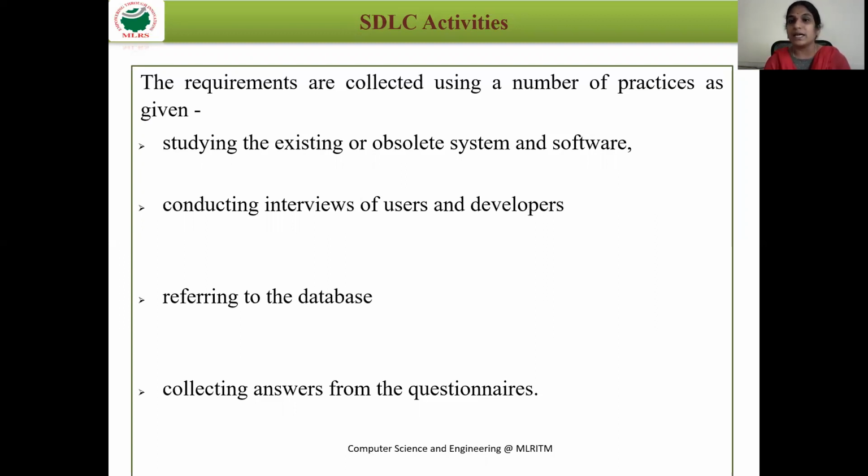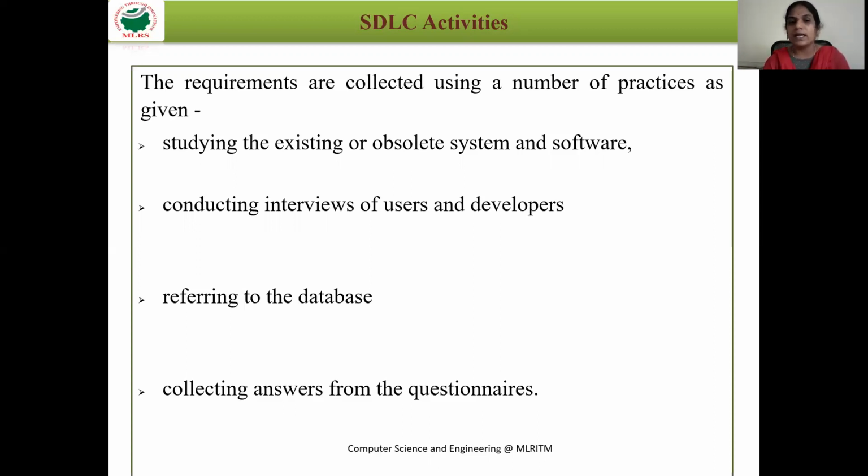And second thing is conducting interviews of users and developers. So in this case, the people who are willing to use the application and the people who are going to develop the application are going to be involved to give the information or ideas that they have. So one way of gathering the requirements is by conducting the interviews of the users as well as the developers. And referring to the databases, means referring to our related applications or related projects.